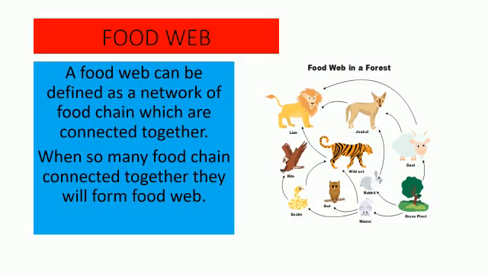Let us discuss the food web. What is a food web? A food web can be defined as a network of food chains which are connected together. There are many food chains connected together and they form a web-like structure that is known as a food web. It is also shown in this figure, a food web in the forest. There are many animals interconnected to each other through this food web.